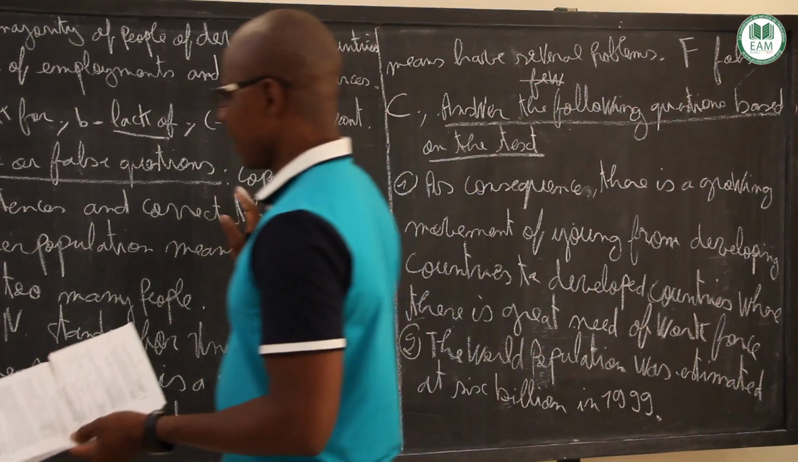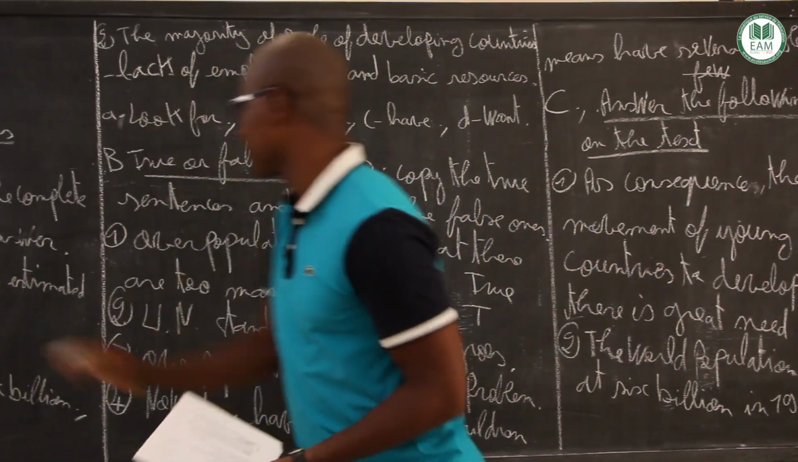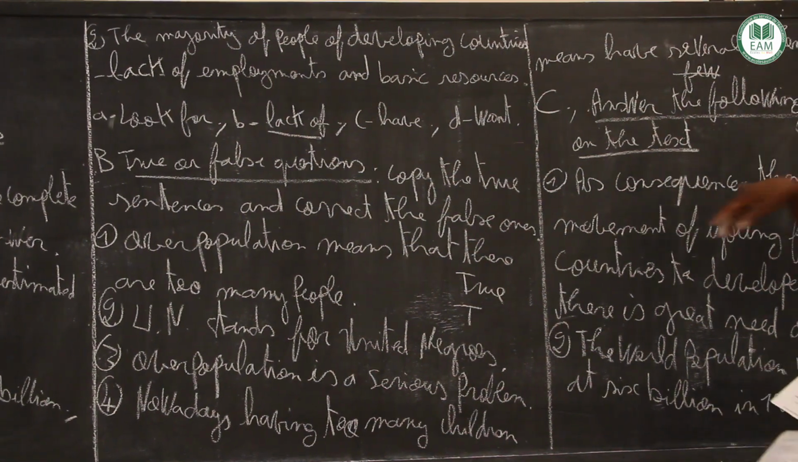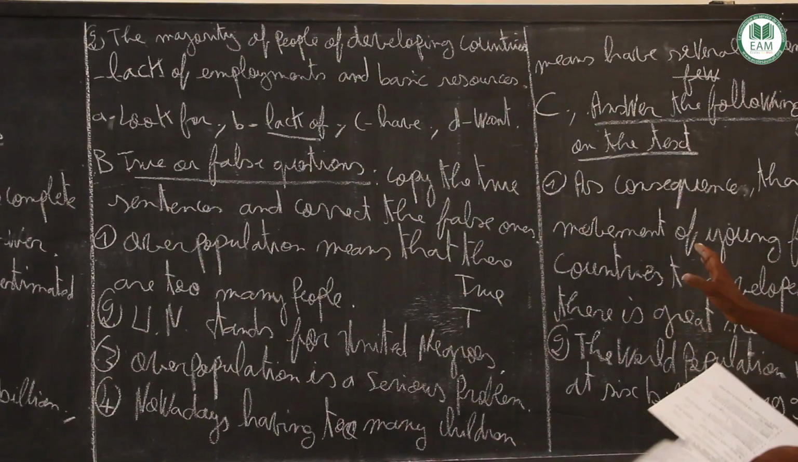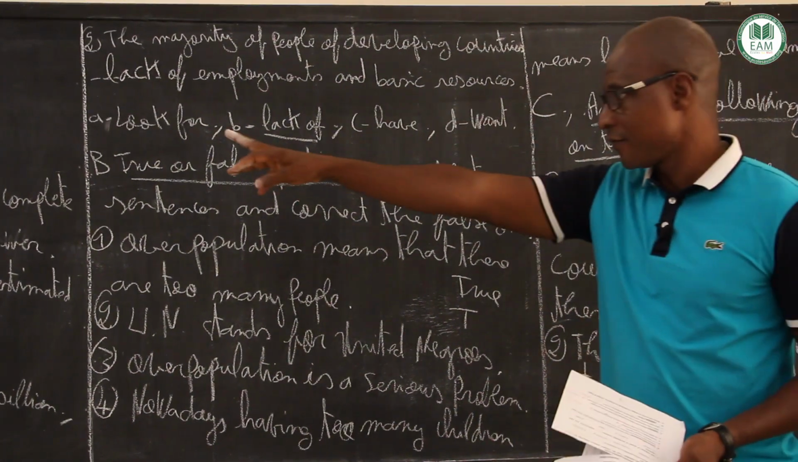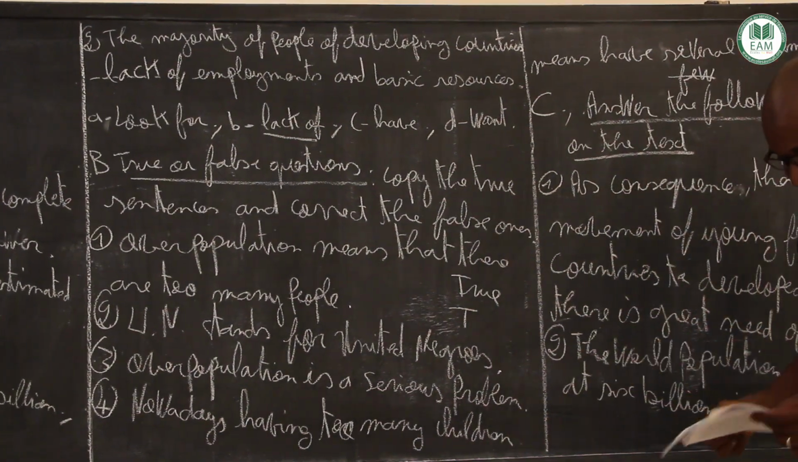So we had here about reading comprehension question, multiple choice question, true or false question, and answer the following question based on the text. That's the last part here from the reading comprehension question. And now you want to pass about the language.